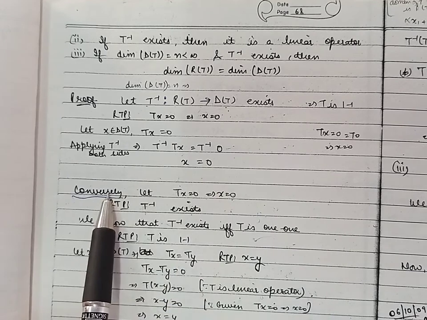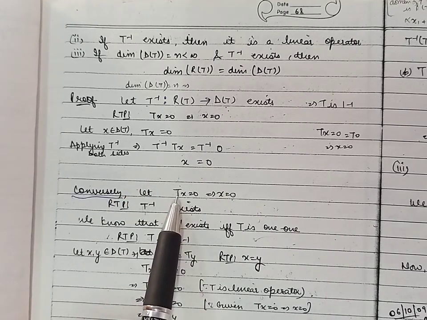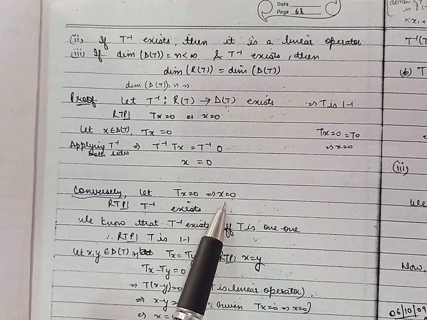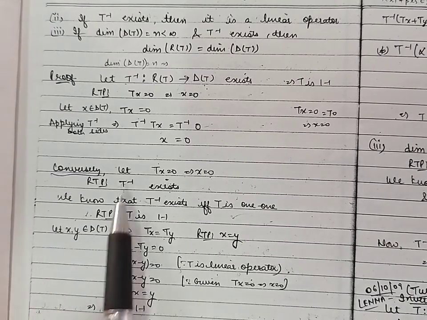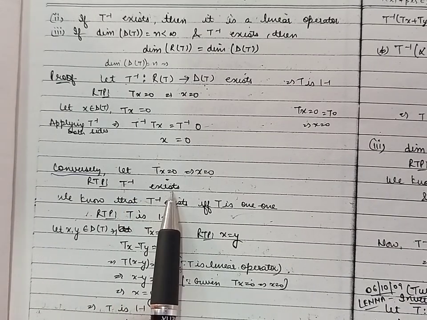Now conversely, let us take for x belonging to the domain of T, Tx is equal to 0 implies that x is equal to 0, and we are to prove that the inverse of T exists. Now the inverse of a linear operator exists if and only if it is one-one.